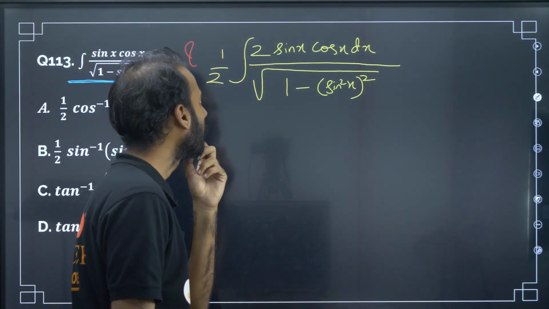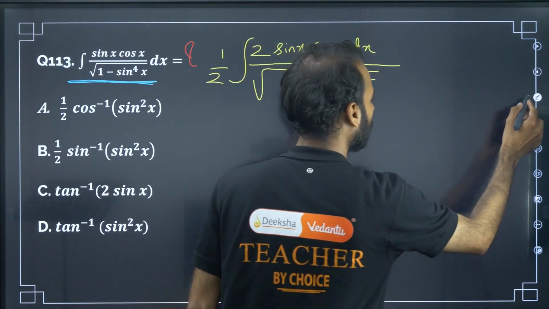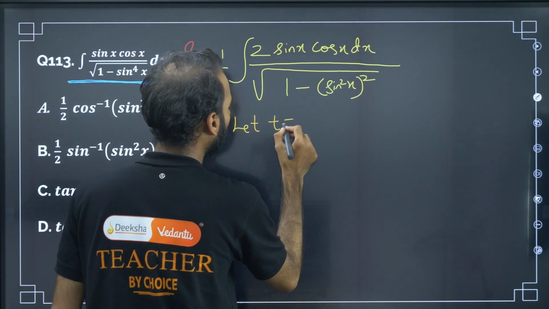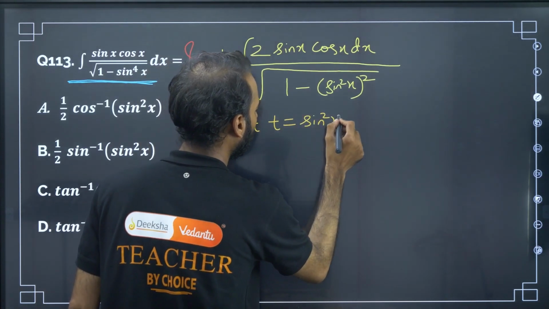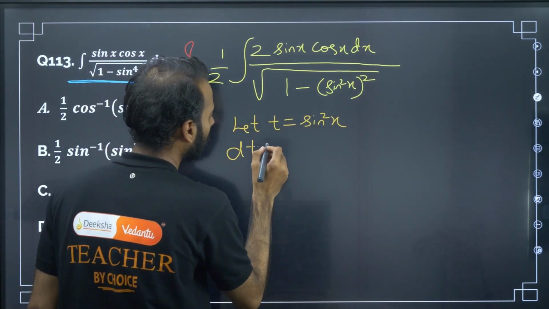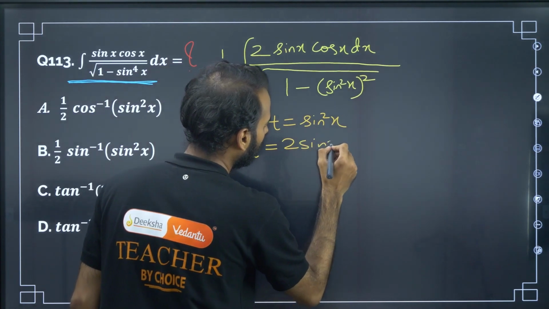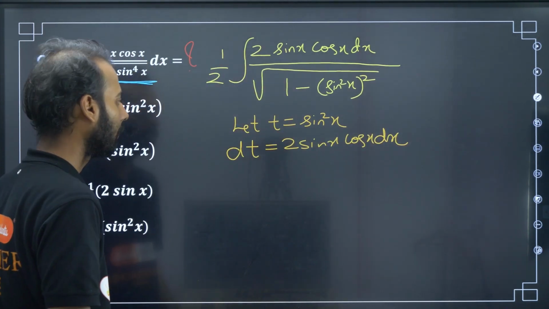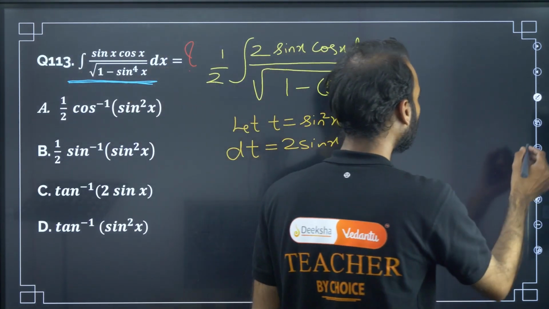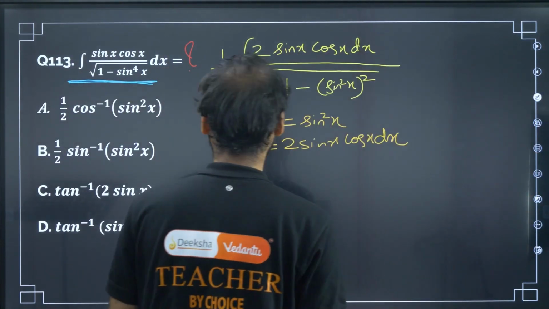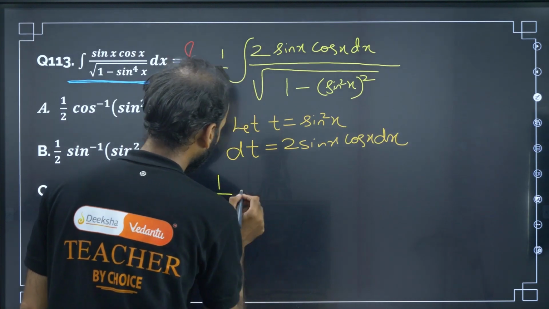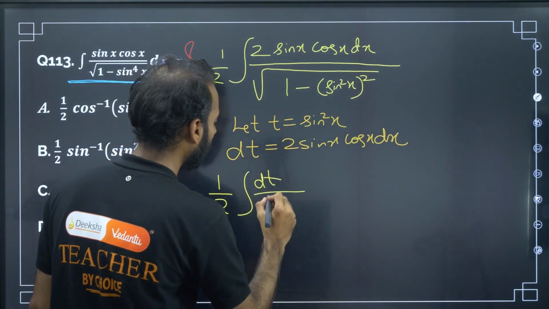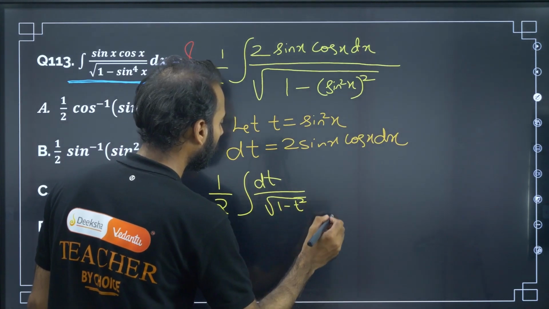Now see here, let me do one substitution. What substitution am I doing? Let t is equal to sin square x, dt is equal to 2 sin x cos x dx. Now this integral gets transformed to 1 by 2 integration of dt by root of 1 minus t square.